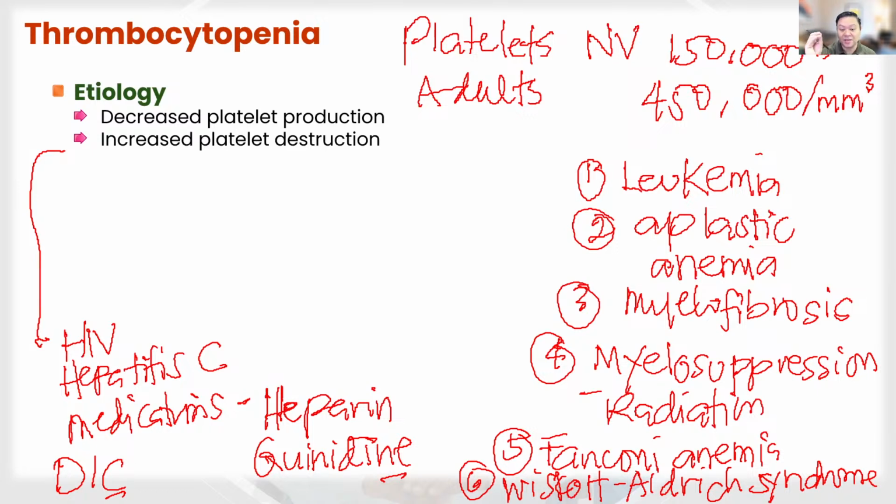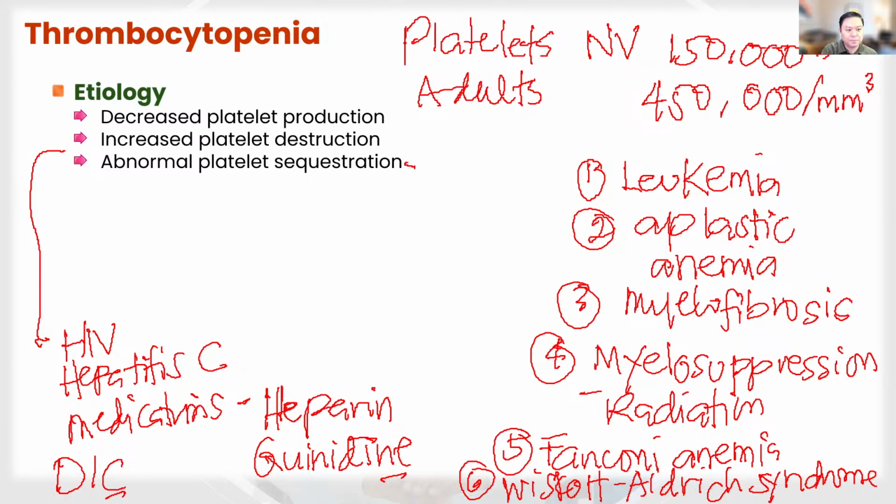We have HIV, hepatitis C, medications such as quinidine, heparin, and other conditions like disseminated intravascular coagulation. Now let's move on to the third contributory factor. This could be caused by abnormal platelet sequestration. So what does that mean? Well, this is going to be attributed to those conditions that are affecting the spleen.